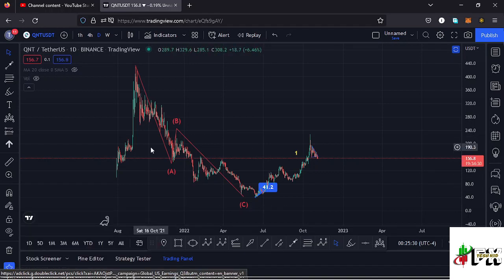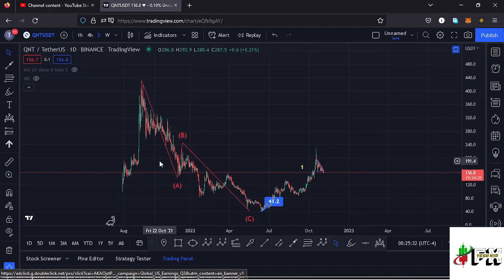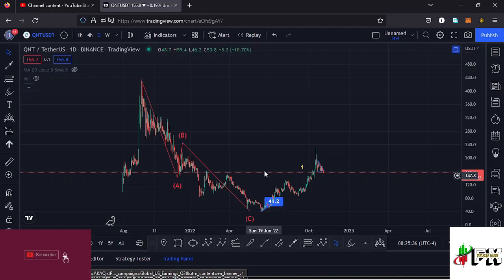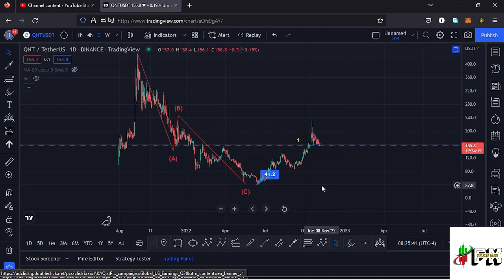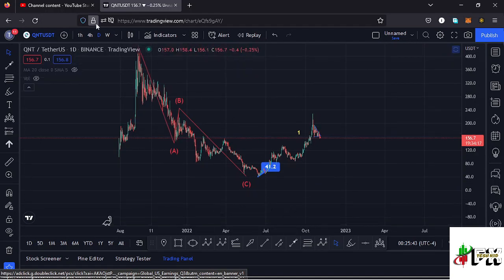And I'll kickstart the video by giving a brief of what has been happening on this chart. Quant, from the all-time high, has been seeing lower prices in this massive ABC corrective movement, which has now taken us back to around the $41.2 mark, and after seeing that low down there, we are seeing a very nice bounce to the upper side.